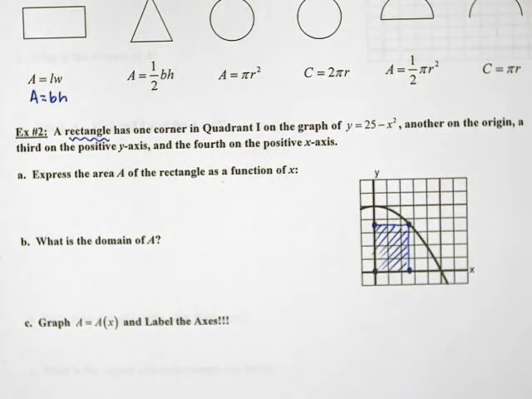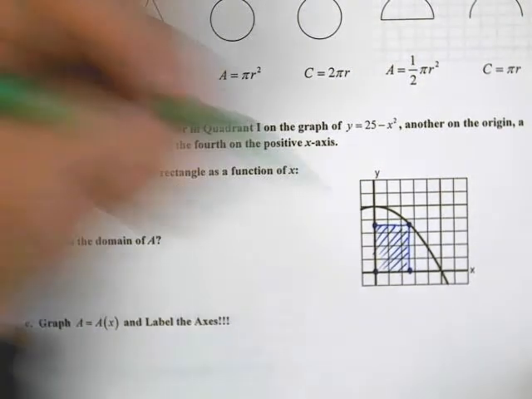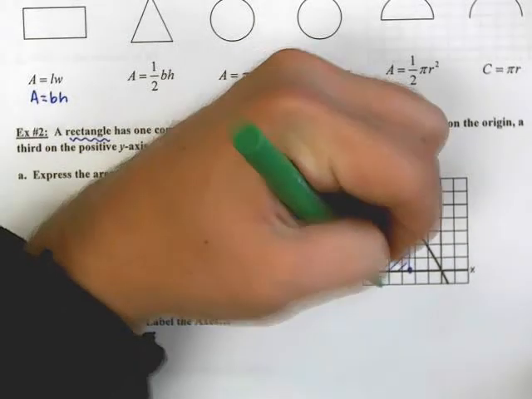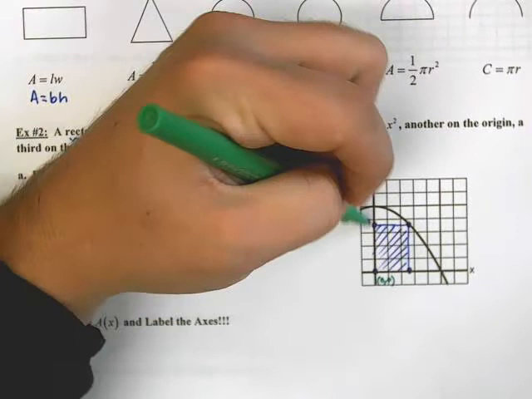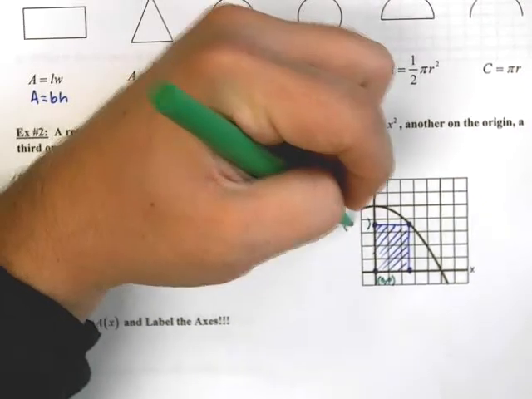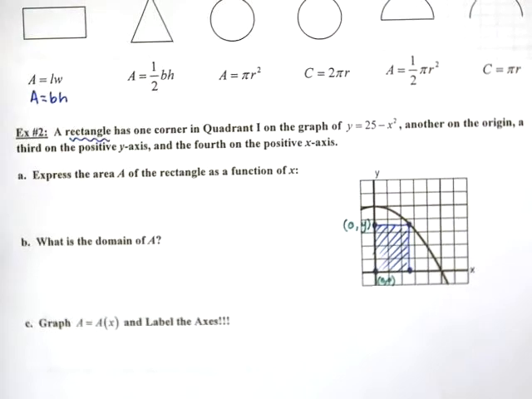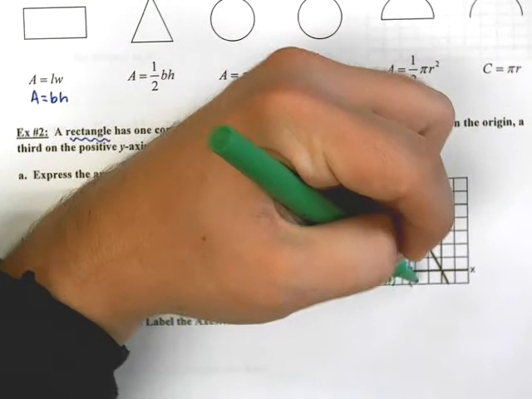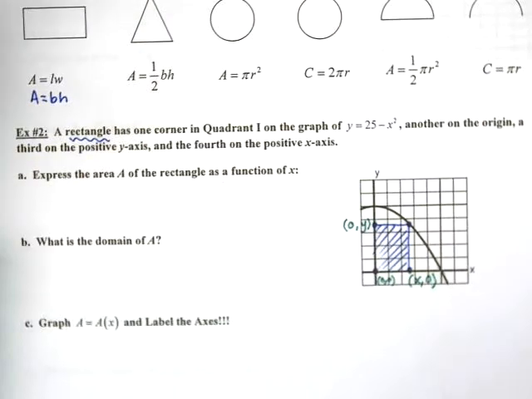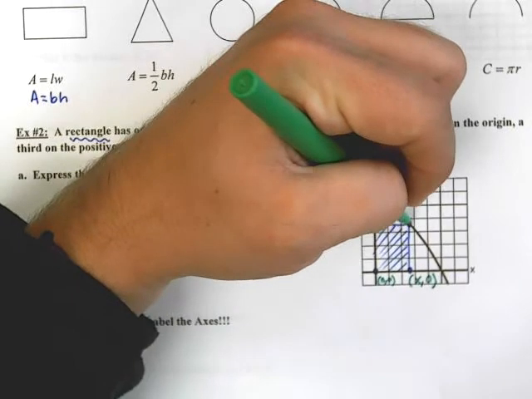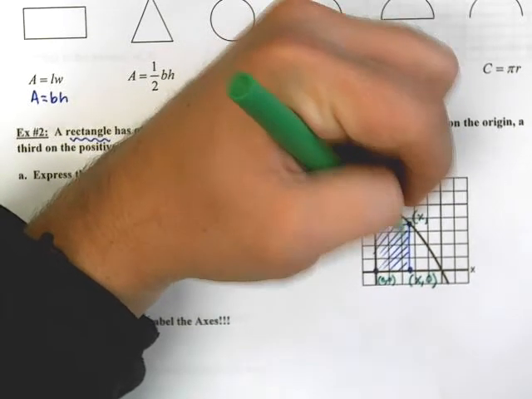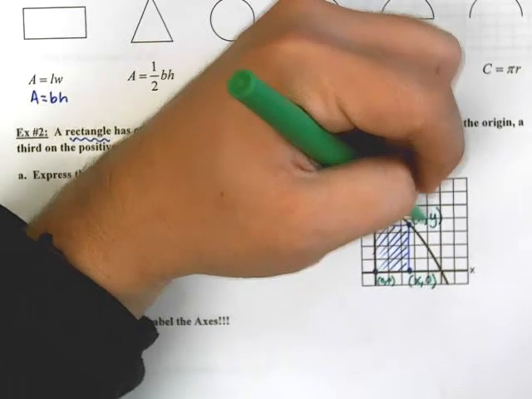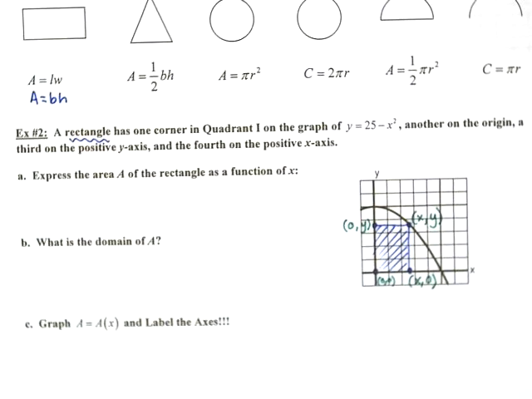If we think about this, right here we are at (0, 0). Over here, where are we? We're at (0, y). Over here, we're at (x, 0). And then lastly, this last point is the goofy one. We went over x, and we went up y. But we don't know much about that point yet, so that's all we can really say.